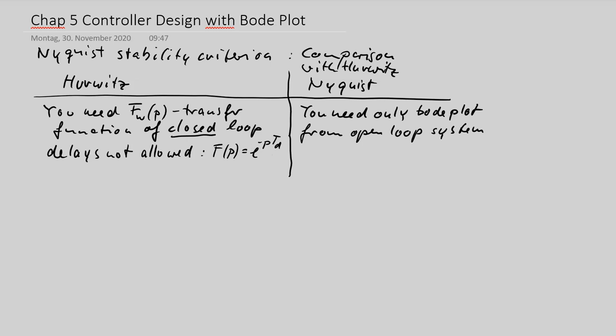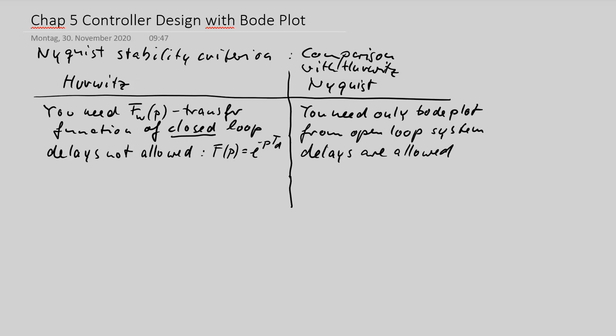Here, of course, we only look at a bode plot. Delays are allowed. The question is, does this happen? Yes, in any digital system you have a delay, sometimes negligible, but if you have a digital system, you must live with a delay caused by the conversion of ADCs and calculation times. So delays are always existent, and then we have to neglect them, and then Hurwitz is an approximation, not an exact stability criterion.